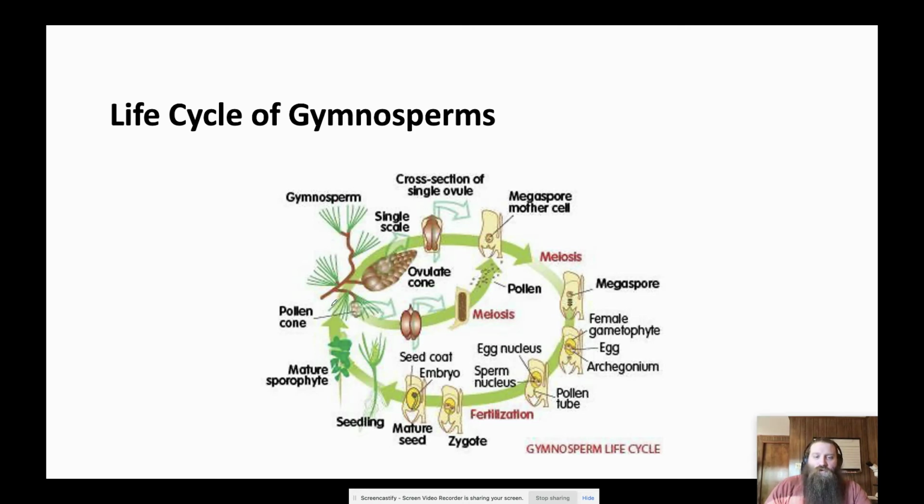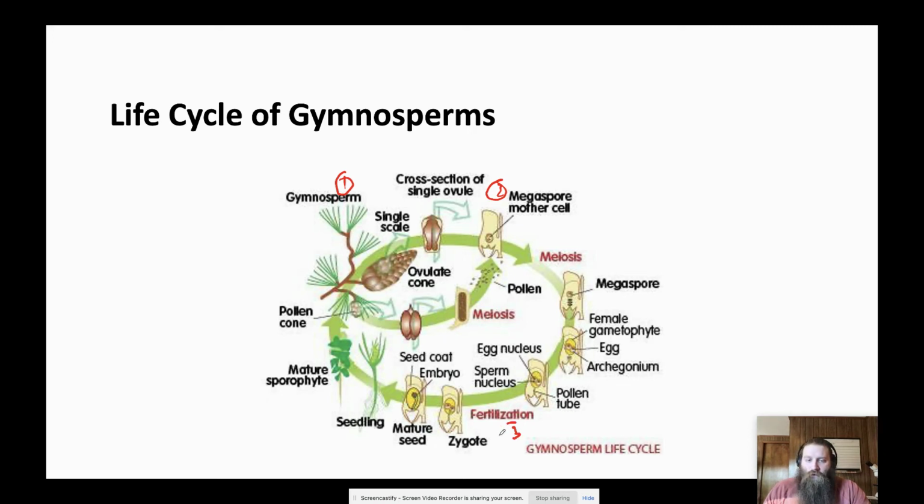Now, again, we'll work at it right here. So we have our gymnosperm right there, and you can see that it's going to produce this ovulate cone, all right? And as it grows, that's going to end up as what we call a megaspore mother cell. And when that encounters some pollen, it will undergo meiosis, and the megaspore will result in a female gametophyte. There's still an egg, there's still an archegonium, and in that archegonium there is a pollen tube. Now, there is also a sperm nucleus inside this megaspore, and that can fertilize the egg.